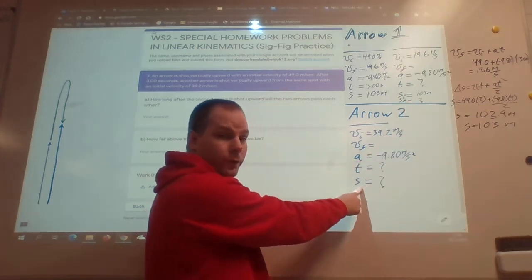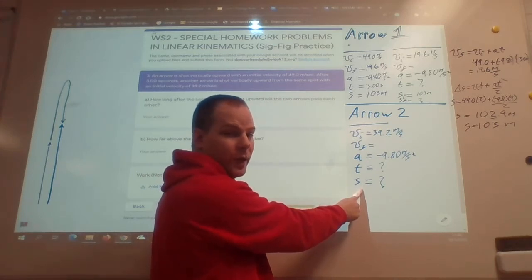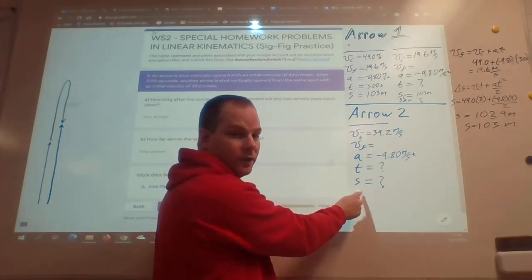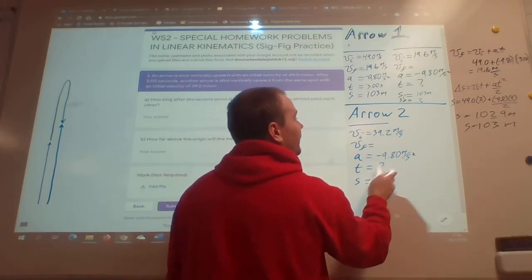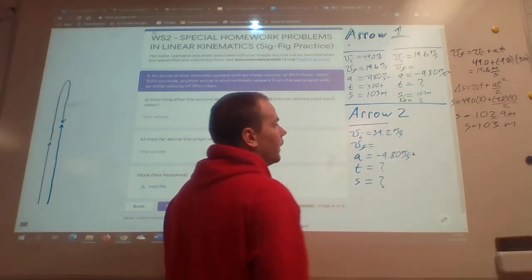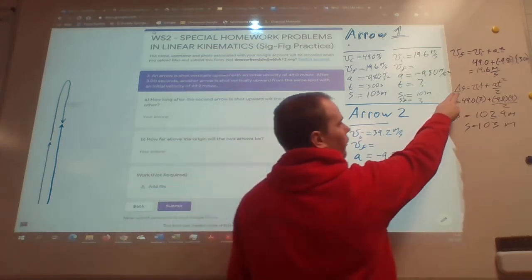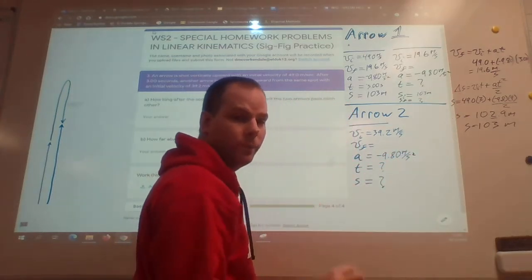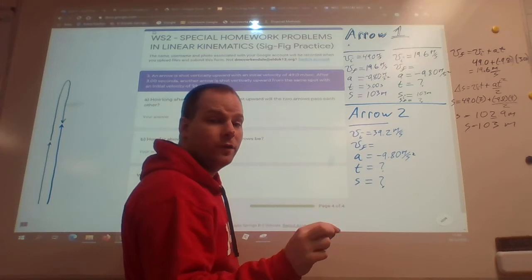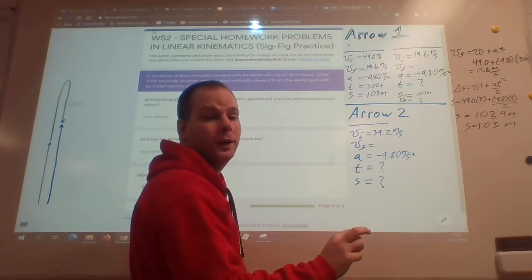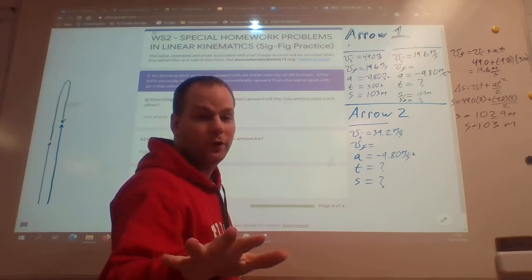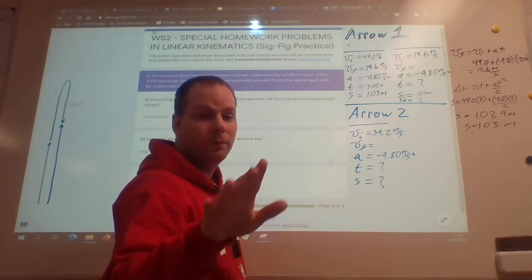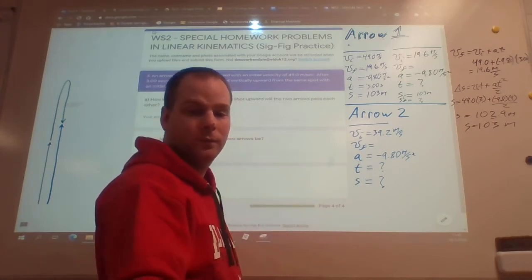SI is 0 for this one because it's on the ground. That's why I didn't write it out. SI is 0, so SF is the only one we really need. And T has to be the same. So use our third kinematic equation and write an equation for both arrow 1 and for arrow 2. Pause the video and take a shot at that before you go on.